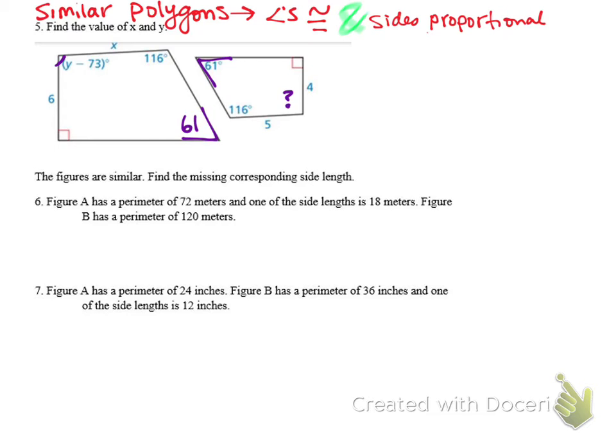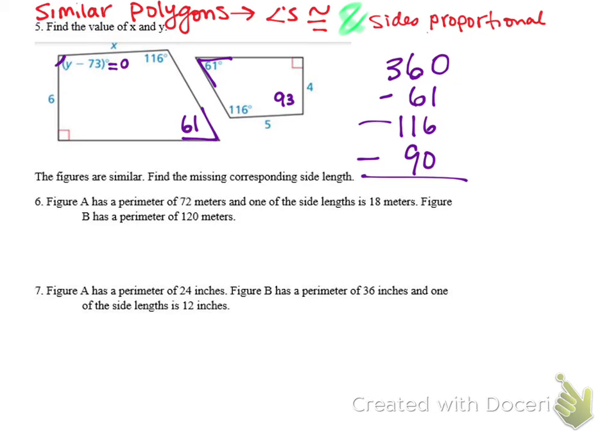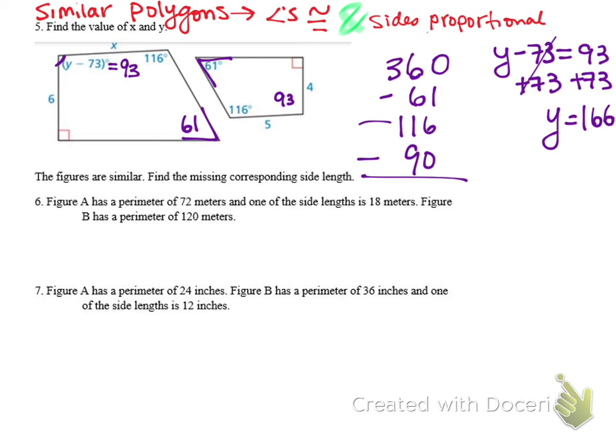How many degrees are in a quadrilateral? 360. So we're going to subtract from 360. So you got 61, 116, and 90. You can add and then subtract, or you can just put this in your calculator and keep subtracting until you get how many degrees? 93. So that means y minus 73 equals 93. Add 73. y equals 166.